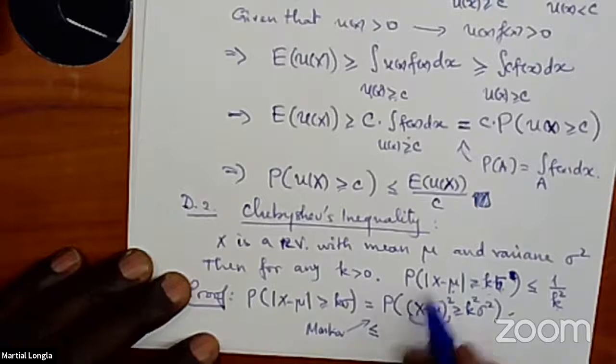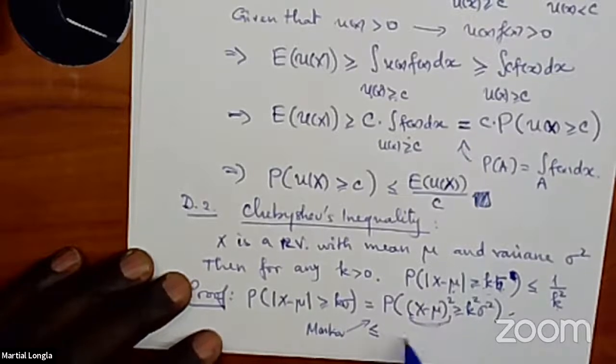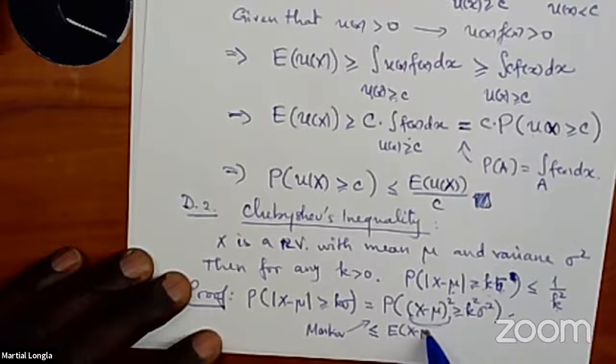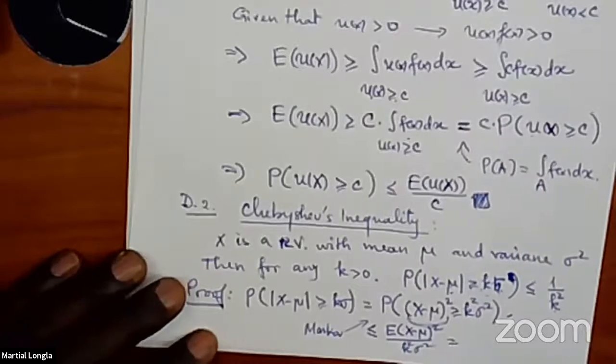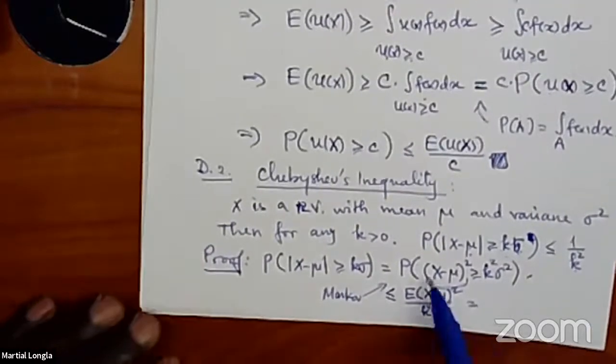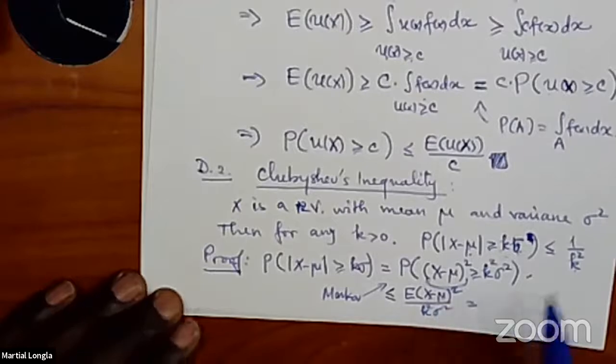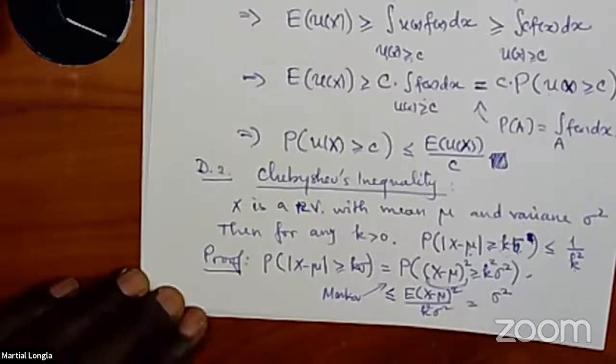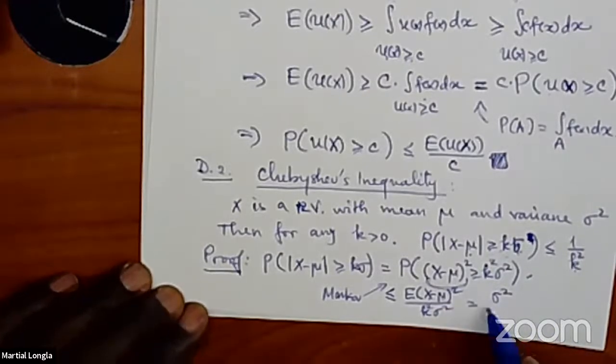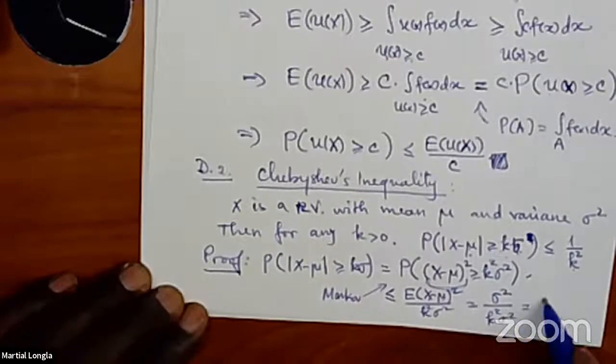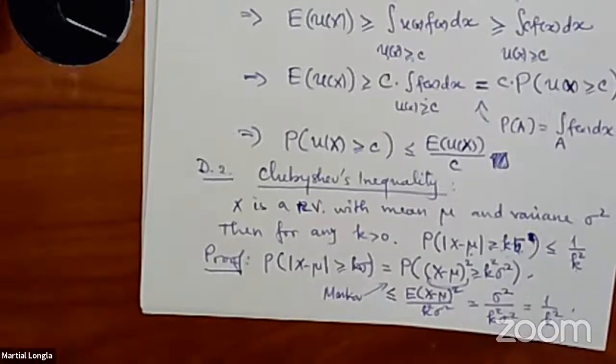So by Markov's inequality, this probability is less than or equal to the expected value of x minus mu squared over k squared sigma squared. But the expected value of x minus mu squared is sigma squared. That's the definition of sigma squared over k squared sigma squared, and you get that it's less than 1 over k squared.